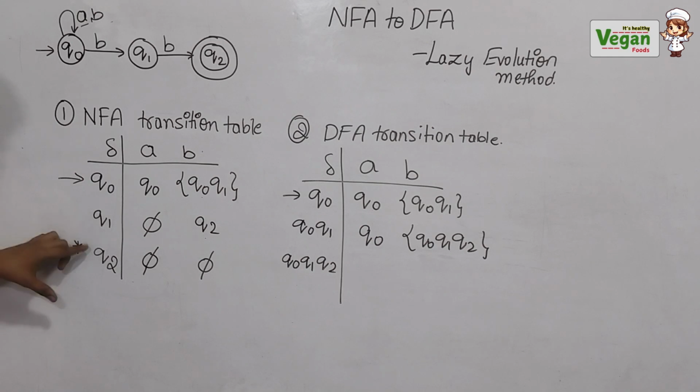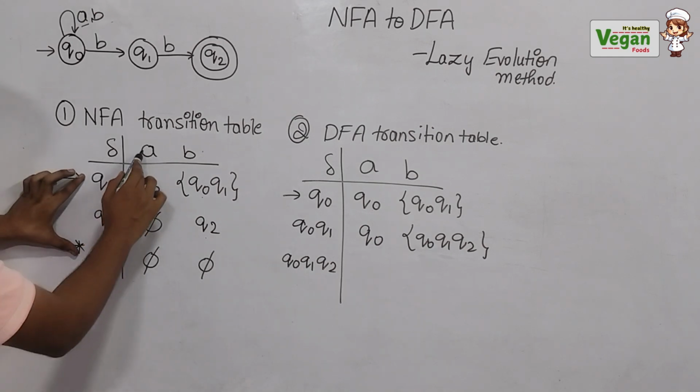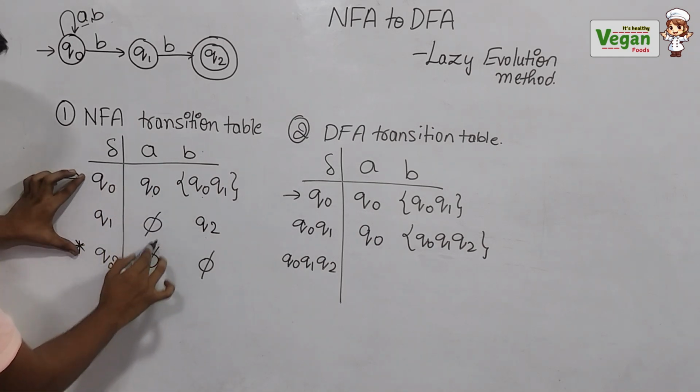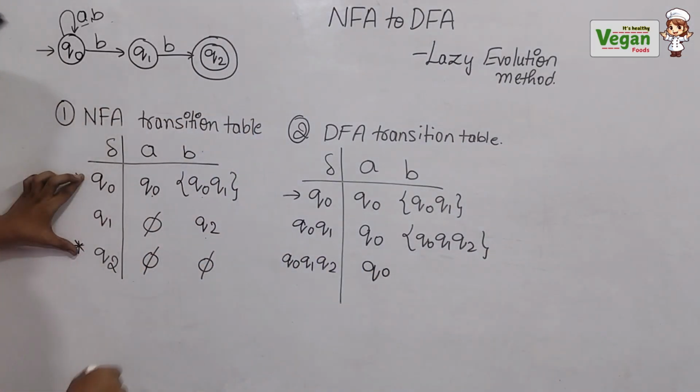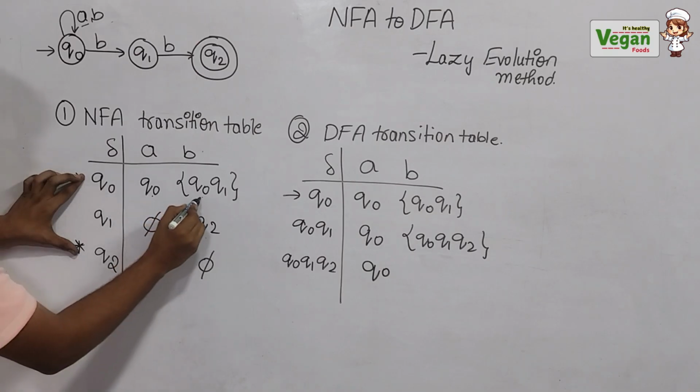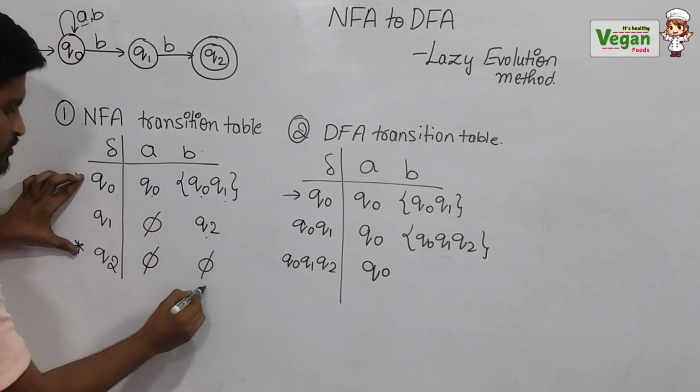Now Q0, Q1, Q2, see all of them. For a, it is moving to Q0, phi and phi. You don't need to write phi, just write Q0. Now for b, they are moving to Q0, Q1, Q2 and phi.